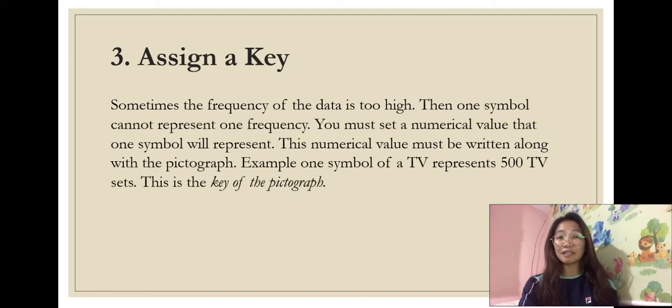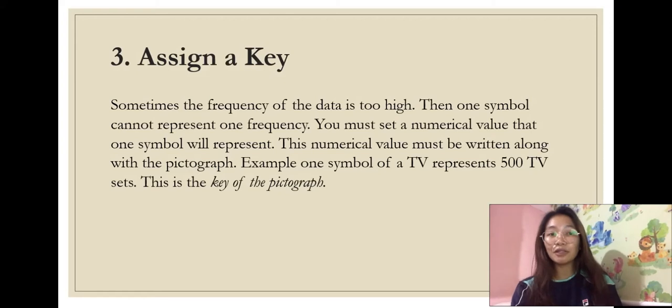Sometimes the frequency of the data is too high. Then one symbol cannot represent one frequency. So we must set a numerical value that one symbol will be able to represent. This numerical value must be written along with the pictograph. Example, one symbol of a TV represents 500 TV sets. So this will be the key of our pictograph.